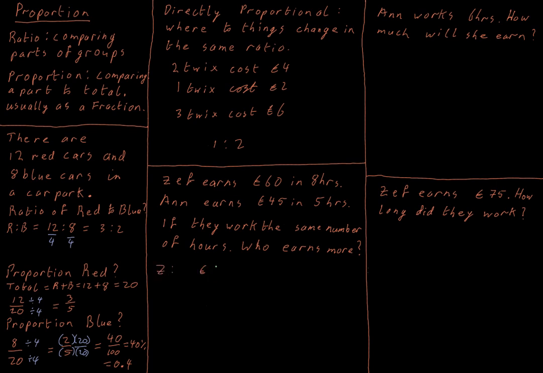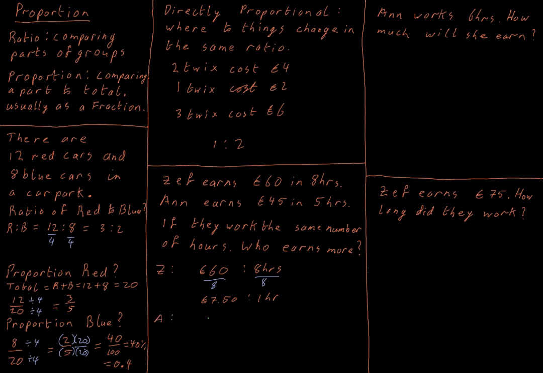They earn €60 in 8 hours. I need to know how much they earn in 1 hour. So if I know 8 hours, if I divide by 8, I have to divide the other side by 8 as well to keep the proportion the same, to keep the balance the same. So I end up with €7.50 in 1 hour. So Zef earns €7.50 in 1 hour.